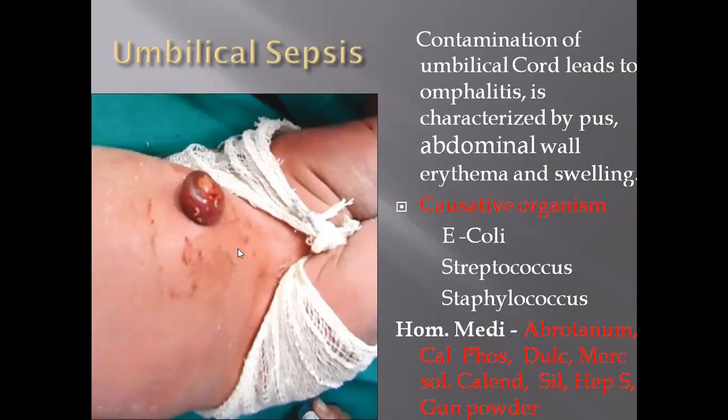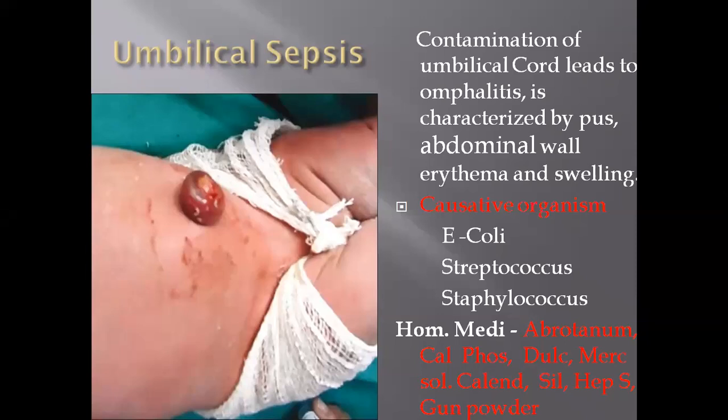This mostly occurs due to contamination of the umbilical cord, and the most common causative organisms are E. coli, streptococci, staphylococci. Herein also, these are the common medicines which are frequently used for the treatment of umbilical sepsis. Obviously, it should be on the basis of totality of symptoms.